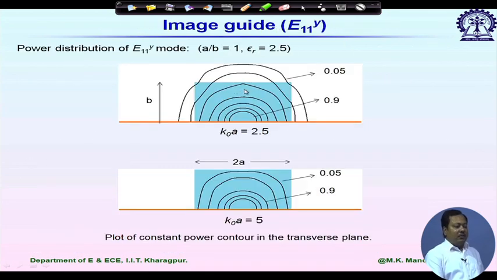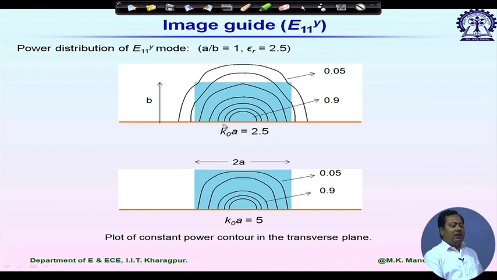So let us see how the wave is confined inside the dielectric. We are showing the cross sectional view of one image guide which is sitting over this ground plane shown by this orange line, and we are considering 2 different scenarios. For both of these 2 cases, A dimension is equal to B dimension. You see twice A is the width of this dielectric channel, B is the thickness of this dielectric channel.